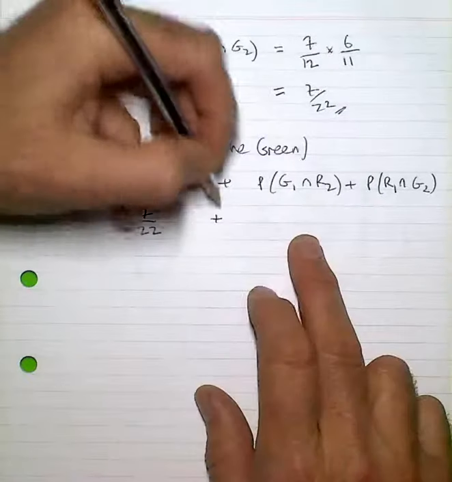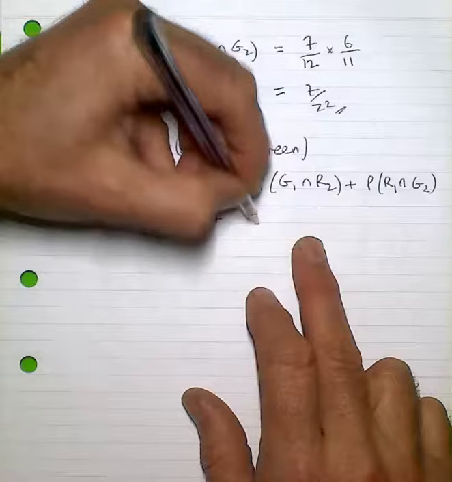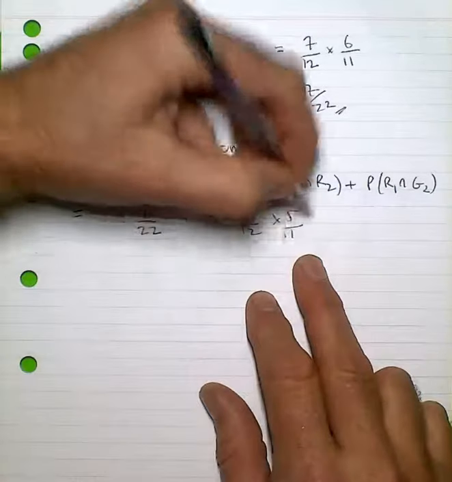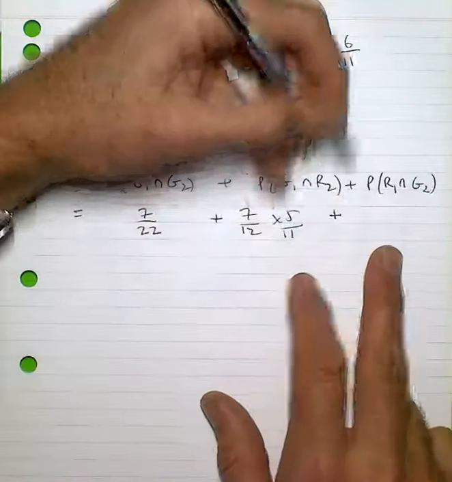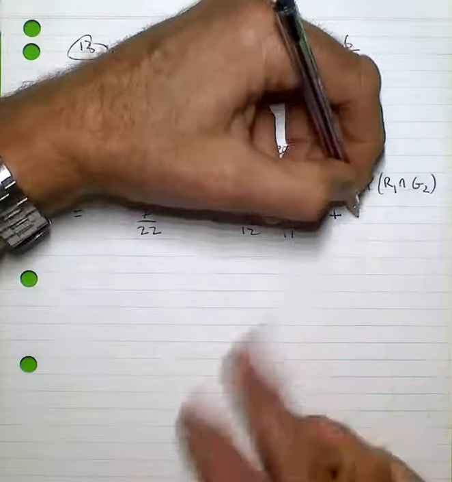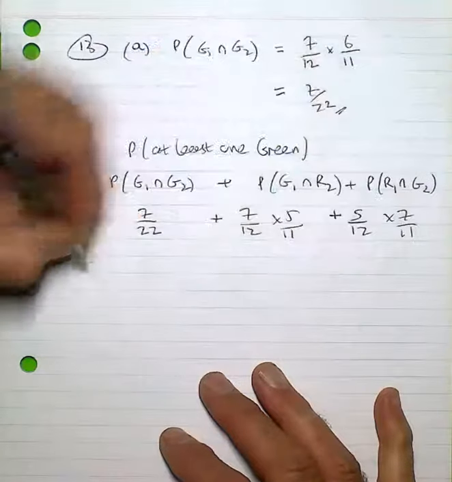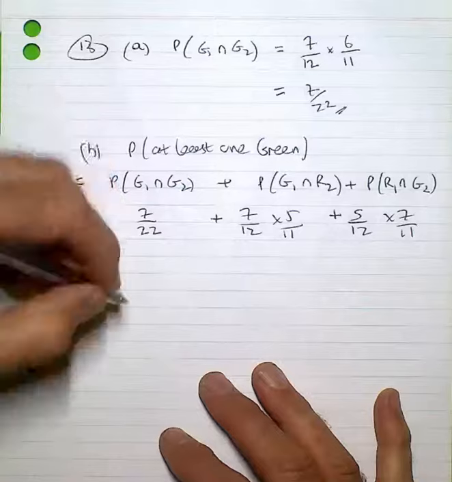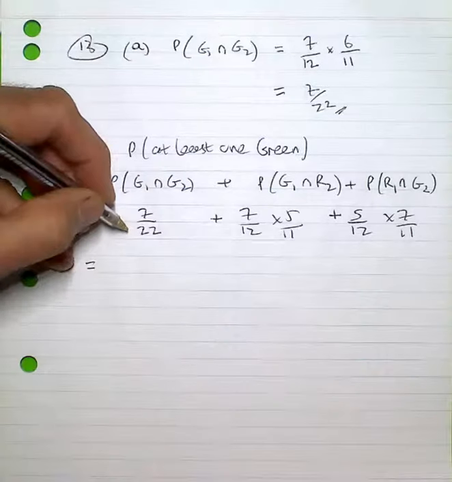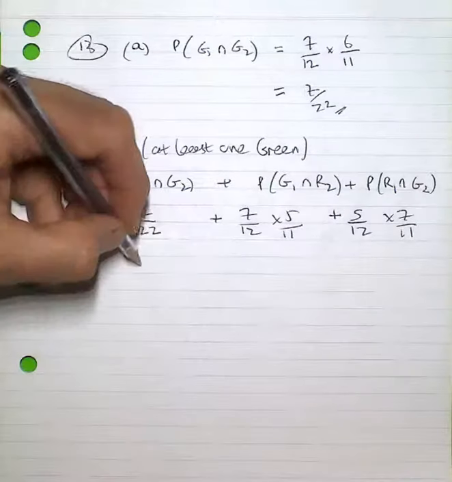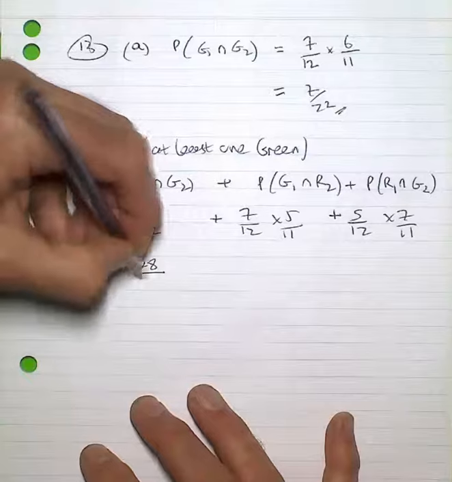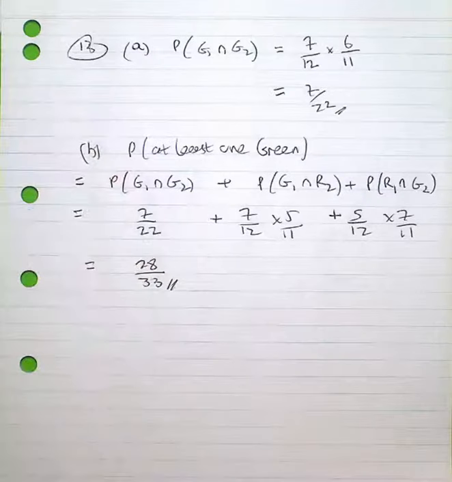Now, green 1 and red 2 is 7/12 times 5 over 11. And red 1 and green 2, 5/12 times 7 over 11. Now, cutting a long story short, when you do that on the calculator, it'll give you 28 over 33 as your answer.